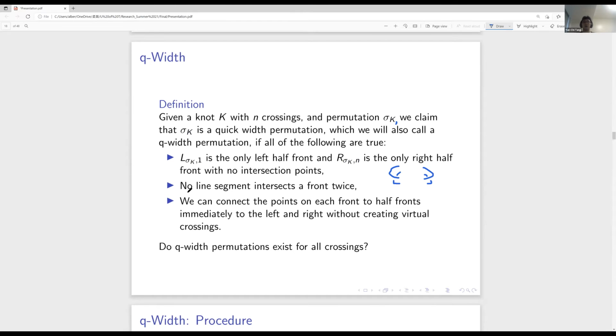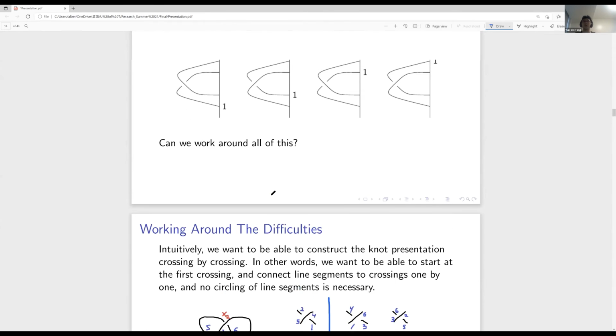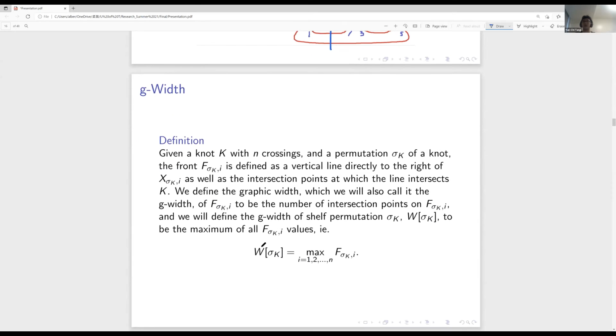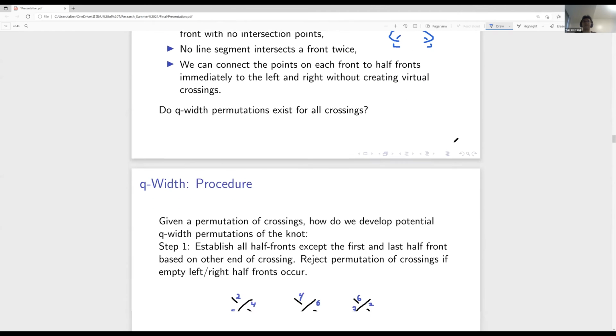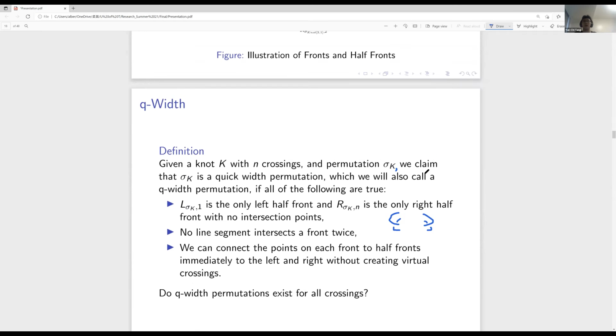The second thing that we want is that we want no line segment to intersect the front twice, because that is a problem when we were looking at something like graphical width here. Because if we have a line segment intersecting a front twice, we need to be aware of how these line segments relate to each other, and that makes it difficult to bookkeep. And the third point is that we want to connect the points on each front to the half fronts immediately to the left and right without creating virtual crossings.